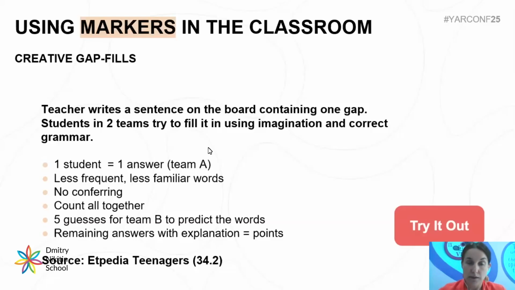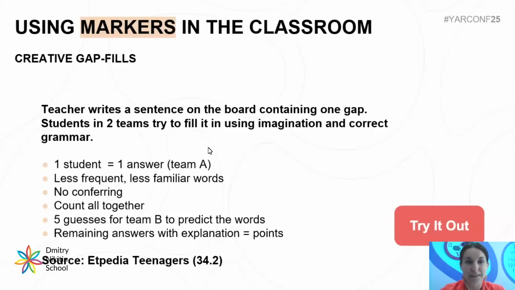And then you count the answers all together, like they count how many they have. They do not tell others their answer. And then it's the turn for another team to guess their answers. They have 5 guesses, or you can limit it to 3 guesses depending on the time, or you can give them more guesses. So they have to predict what words team A used to fill in the gap.